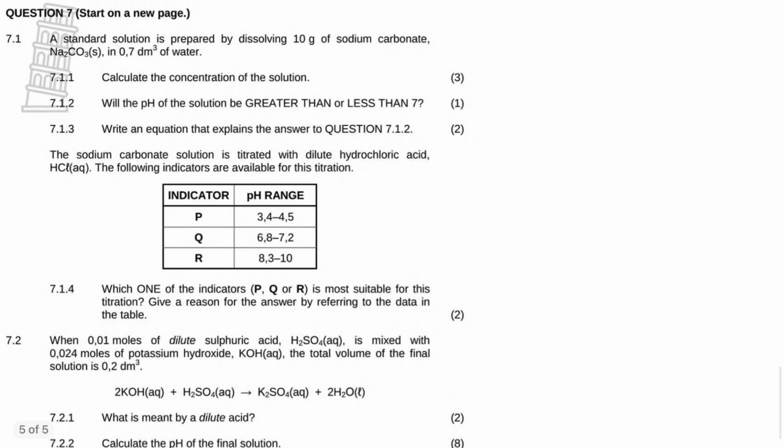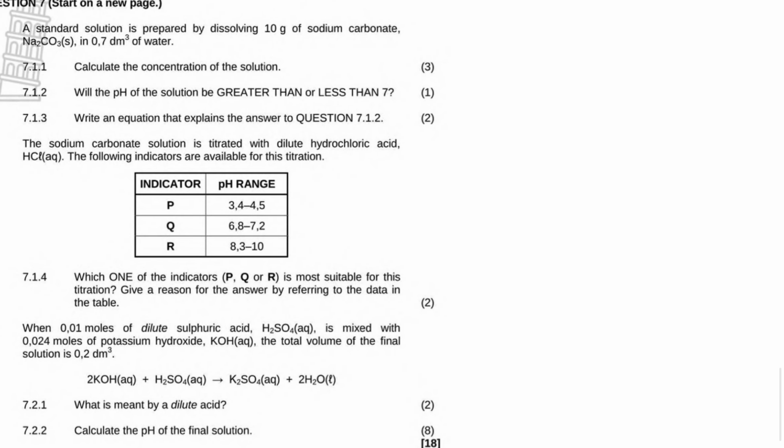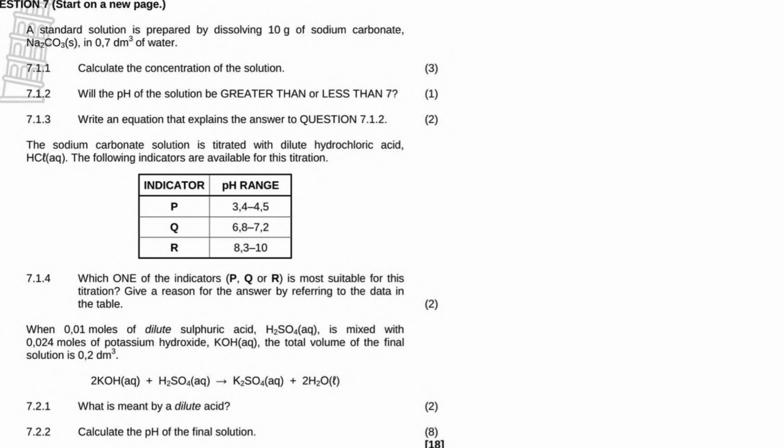Now let's take a look at the acid-base question. A standard solution is prepared by dissolving 10 grams of sodium carbonate, Na2CO3, in 0.7 dm cubed of water. Calculate the concentration of the solution. So concentration is equal to mass divided by molar mass times volume. The mass is 10, the molar mass is 106, the volume is 0.7. That gives us a concentration of 0.13.